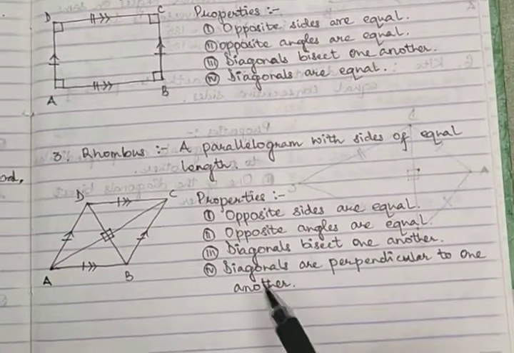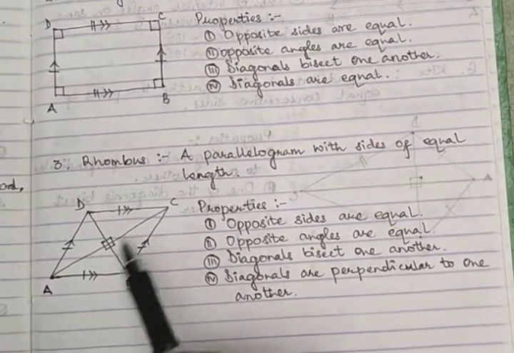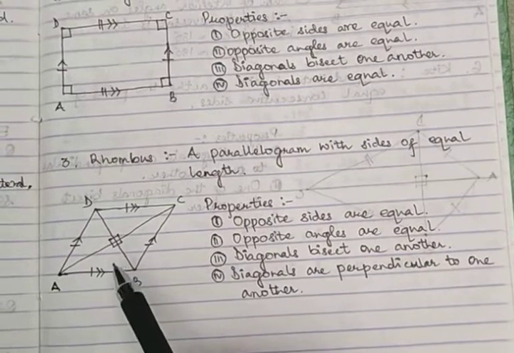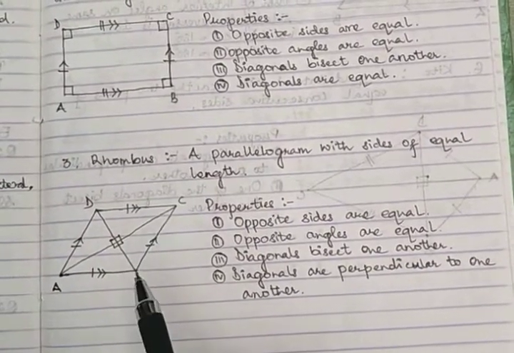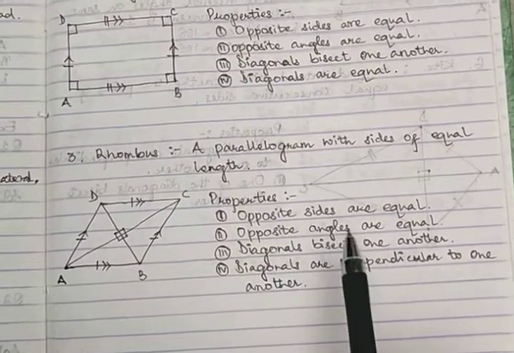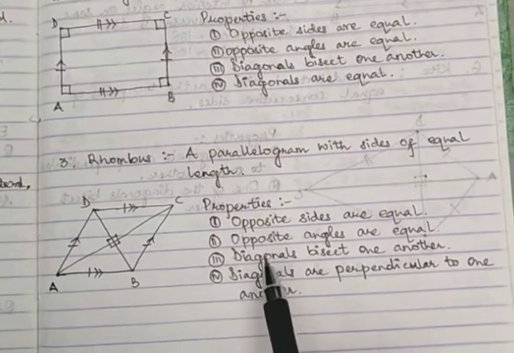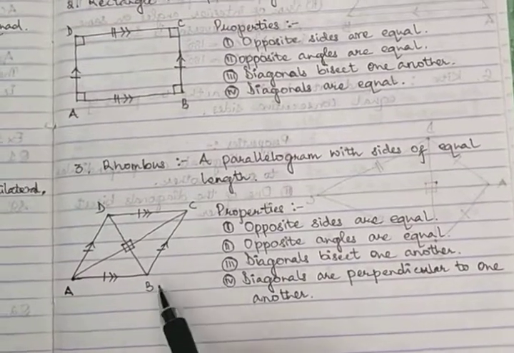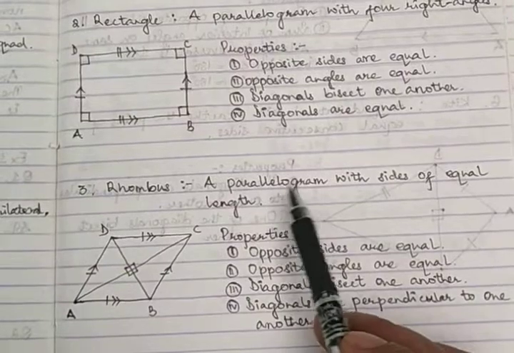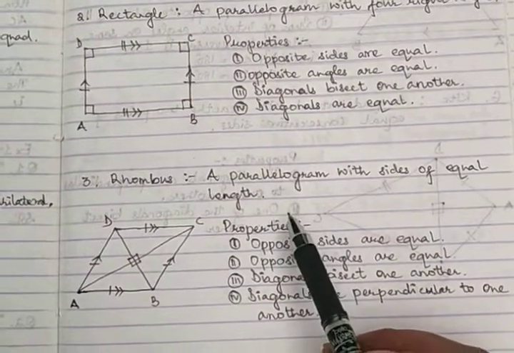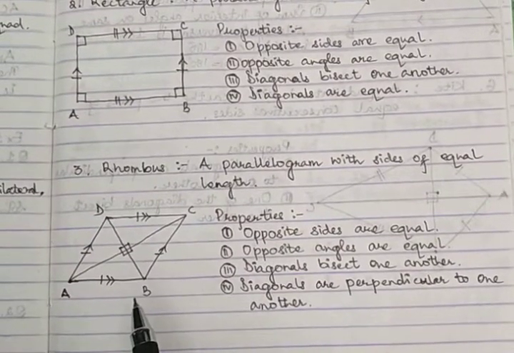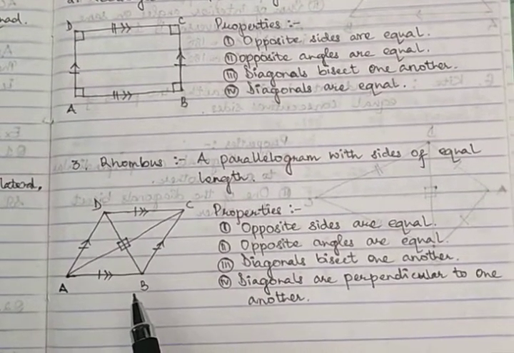Opposite angles will be equal. But here we cannot say all four angles are equal, isn't it? Can we say that? No, we cannot, because we haven't been told anything about the angles. So what we know is simple: opposite angles are equal, and diagonals bisect each other. Again, the diagonals bisect each other because, simply, it is exhibiting all the properties of a parallelogram, isn't it? As I've already told you about the term bisect as well.